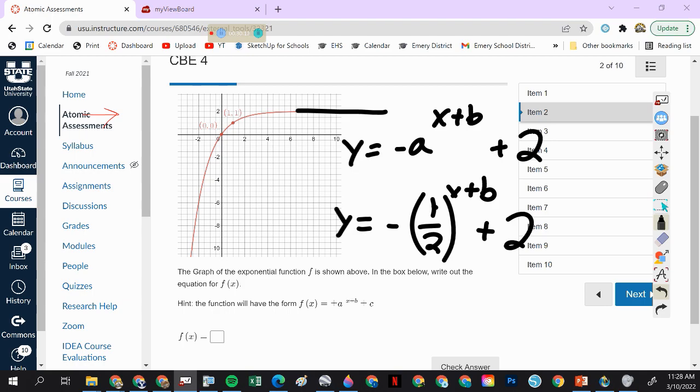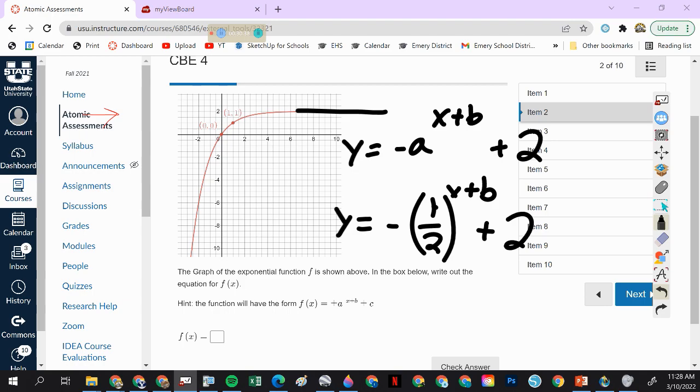But negatives on the outside flip graphs upside down. If you put it on the inside, then you are essentially squaring a negative or taking a cube of a negative, and sometimes that's positive and sometimes that's negative. So always leave the negative outside. Now what should I do?